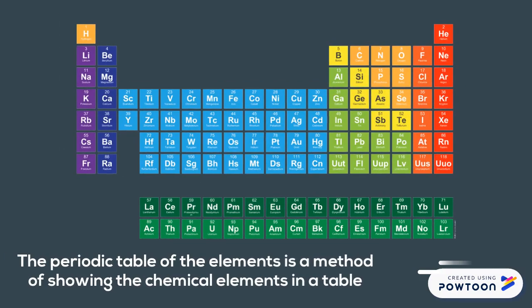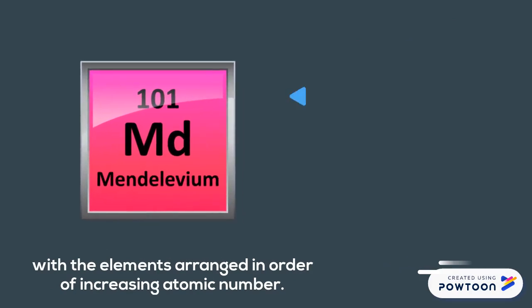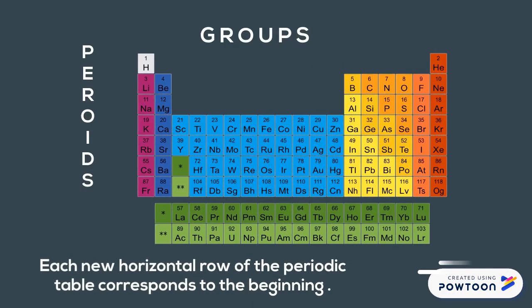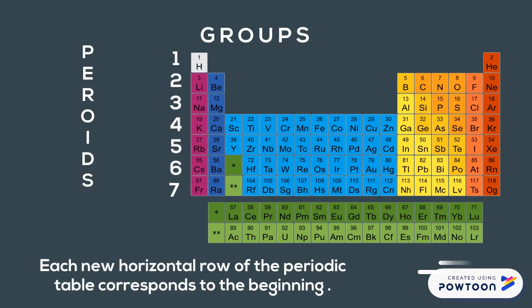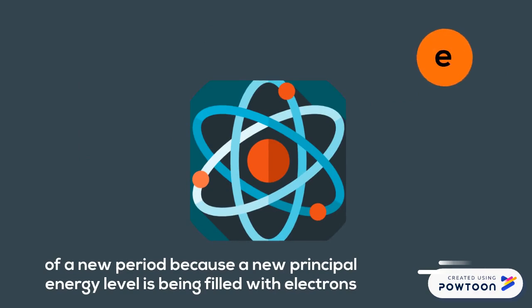The periodic table of the elements is a method of showing the chemical elements in a table with the elements arranged in order of increasing atomic number. The periodic table of elements is composed of periods and groups. Each new horizontal row of the periodic table corresponds to the beginning of a new period because a new principal energy level is being filled with electrons.